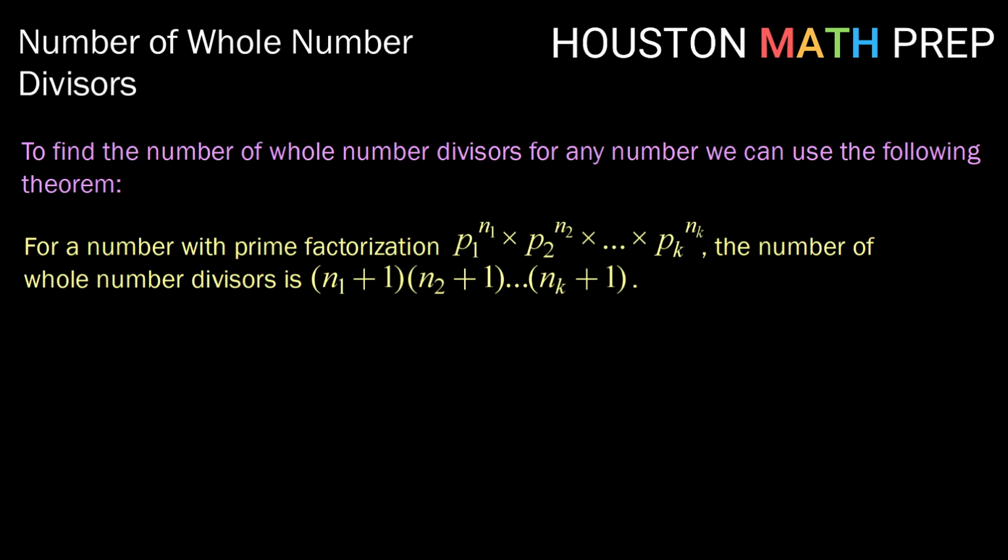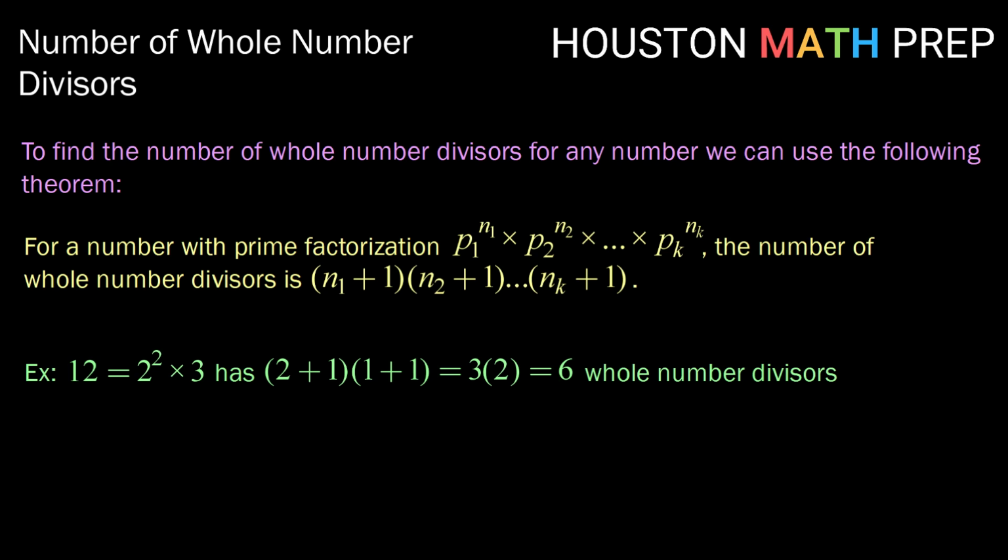and n1, n2, and nk are all the different exponents that those primes are raised to, then a number with that prime factorization will have n1 plus 1 times n2 plus 1 all the way up through nk plus 1 whole number divisors. So essentially, we would take each power of each prime, add 1 to it, and then multiply those all together.